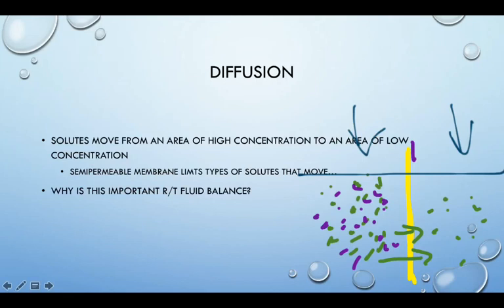Now, why is this important related to fluid balance? One of the reasons it's very important is because water follows sodium. So if a membrane is permeable to sodium, then water is going to follow it. This is really important when we start talking about aldosterone and fluid balance in a few minutes. So remember that. Water follows sodium. They're like best friends. They hold hands everywhere they go.